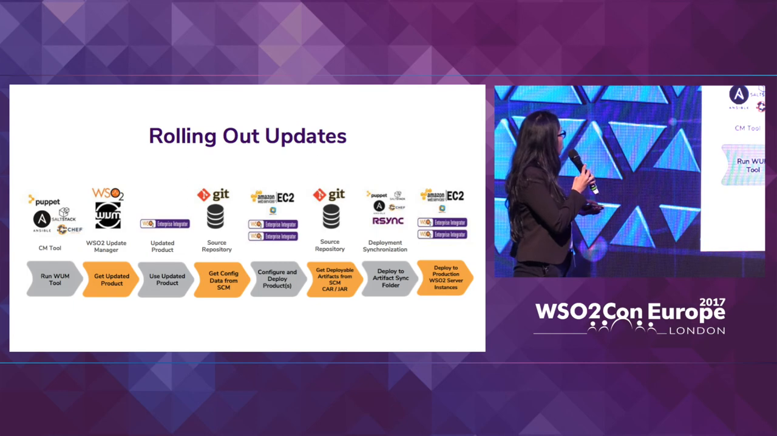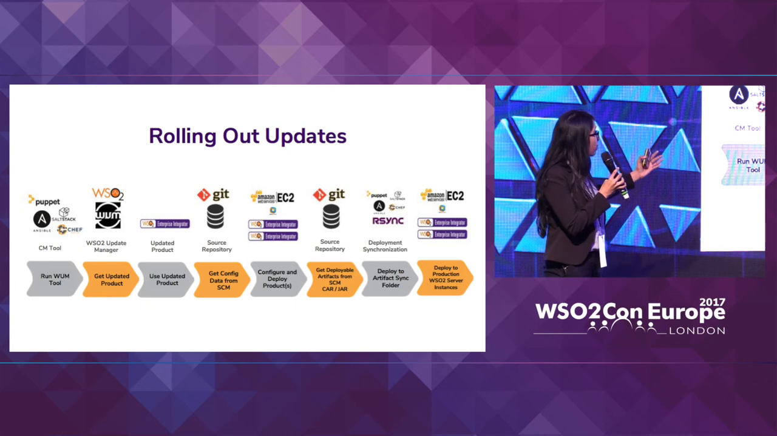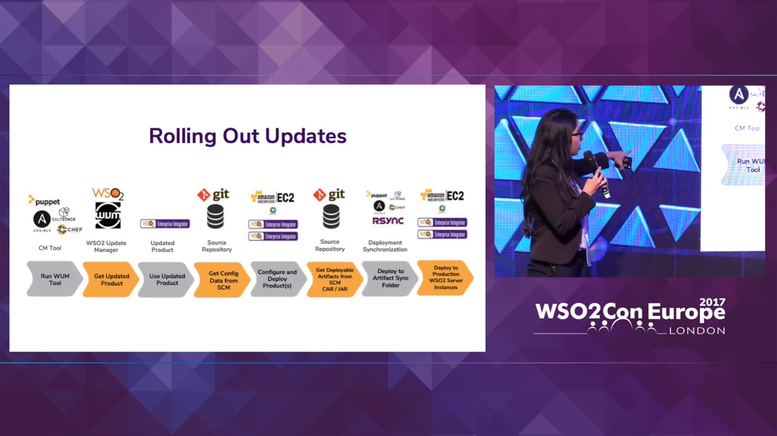So you can use a configuration management tool like Puppet, SaltStack, Ansible, or Chef, and run the WAM tool, then you get the updated product, and then you have to use that updated product. So the enterprise integrator in that third box is the updated enterprise integrator. And then you can get configuration data from the source repository and configure and deploy the products using the configuration management tool.